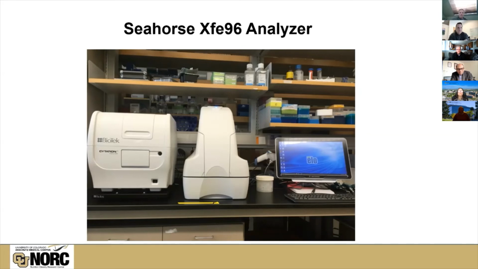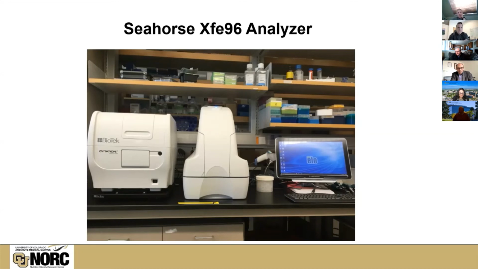There's only one hard and fast rule about the Seahorse, and that is that you cannot leave the lid on the plate when you put it in the Seahorse. That's catastrophic, and we will be losing the machine for months at a time. It has to go back for repair.